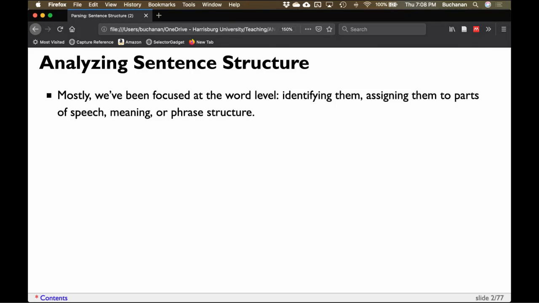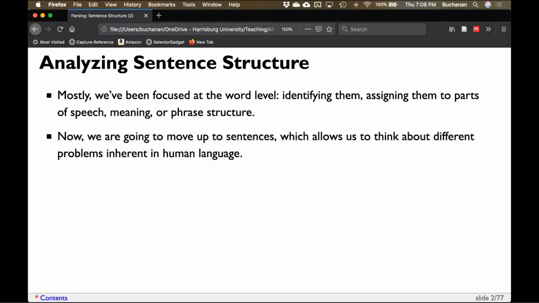So, maybe I've just said this exact sentence before, but mostly we've focused at the word level. Can we identify the word part of speech tagging? Thinking about meaning in our last section when we were doing named entity recognition. And now we're going to move up to sentences. So we start small, we're working up to big.